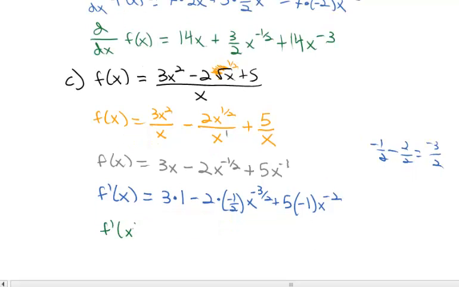Clean it up. F prime of x is equal to 3 plus, the 2's divide out, negative times a negative is a positive, 1x to the negative 3/2 minus 5x to the negative 2. We now have our derivative.